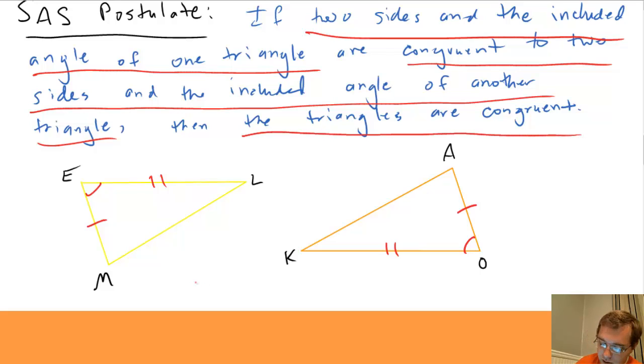So we can say triangle ELM is congruent to triangle, what corresponds with E? Point O. What corresponds with L? Point K. And what corresponds with M? Point A.